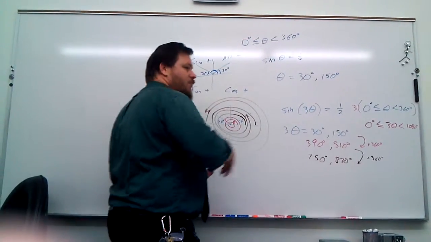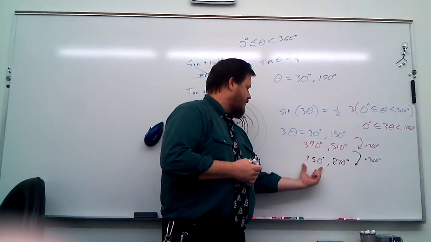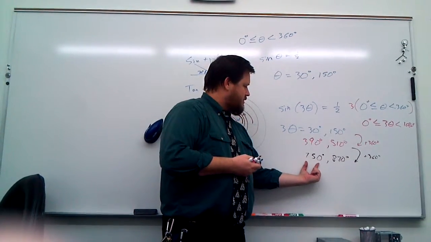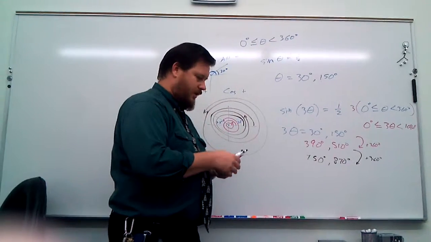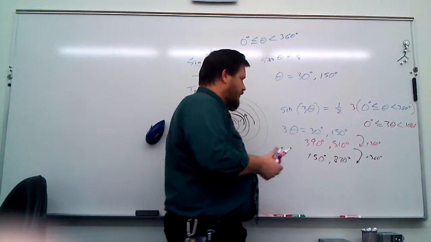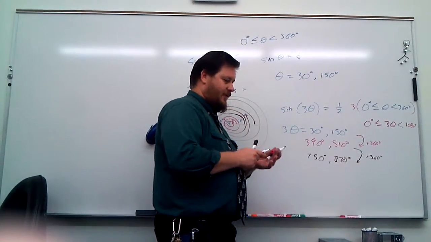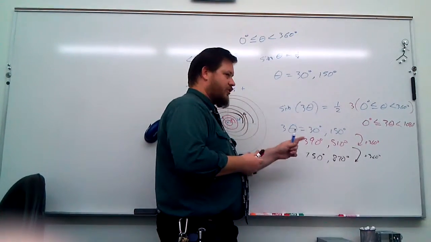Now what if we went around one more time? Plus 360 would be 1110, and we're outside the range, so we have to stop here. So we have 6 possible angles that 3 theta could equal.